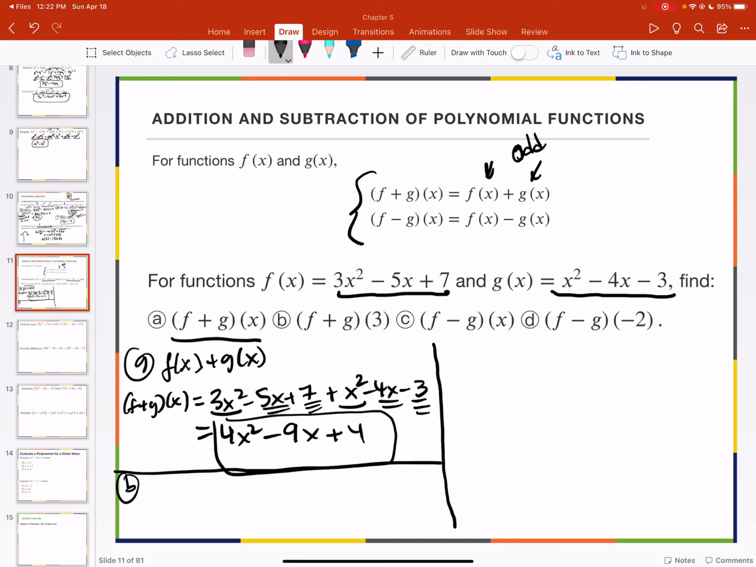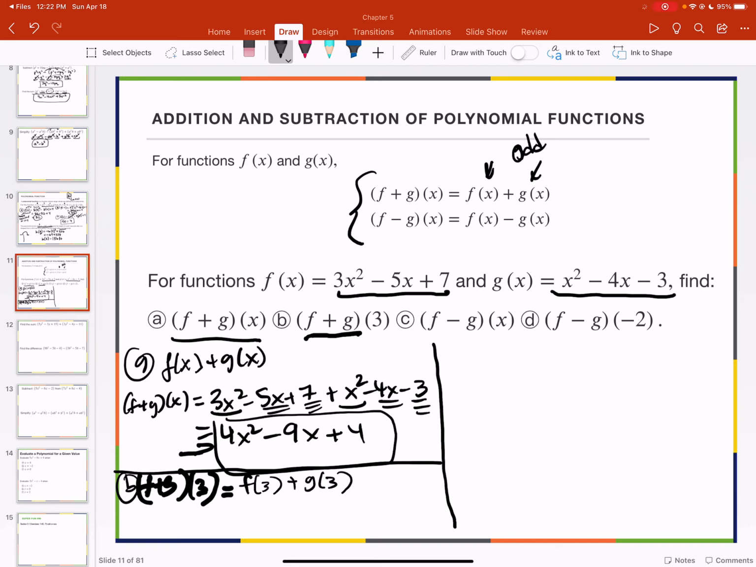First of all, you could realize that I've already figured out what f plus g is. It's right here, 4x squared. And you plug in 3 into that. The other way, if you hadn't figured it out, f plus g evaluated at 3 is the same thing as f of 3 plus g of 3.